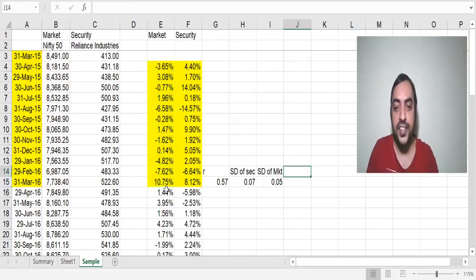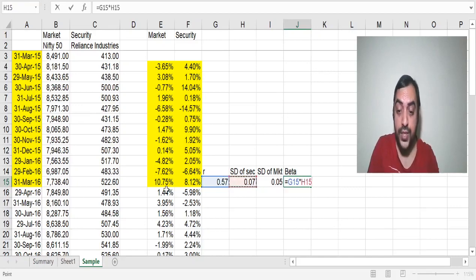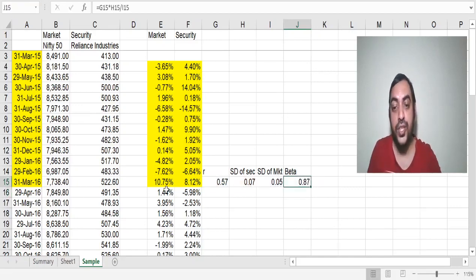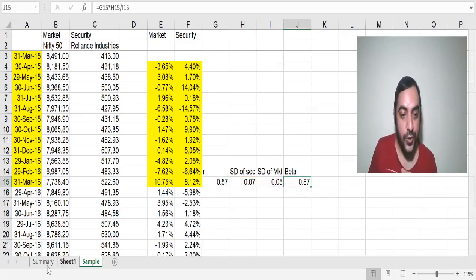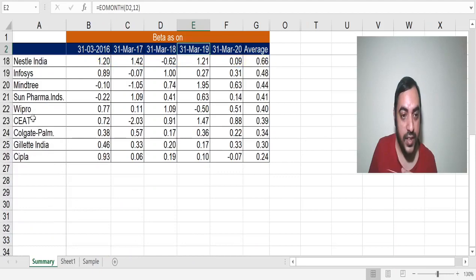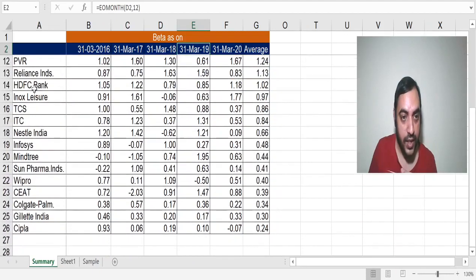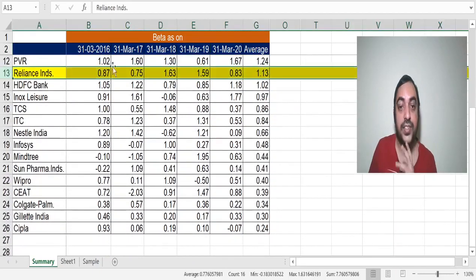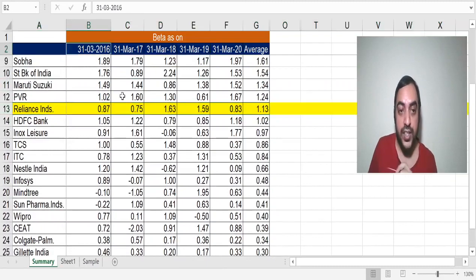Now you have to calculate beta. So equals to, what is the formula? R into standard deviation of security divided by standard deviation of market. That will give you 0.87. Now if I go to the company Reliance Industries, somewhere up there, you see here Reliance Industries, first year I have done 0.87. Hope you got how to calculate.